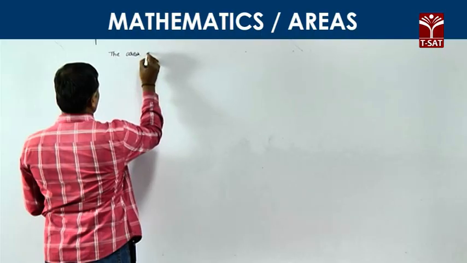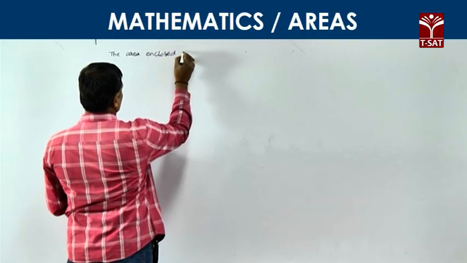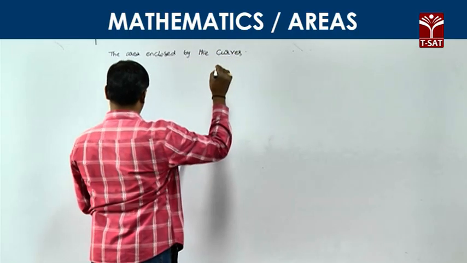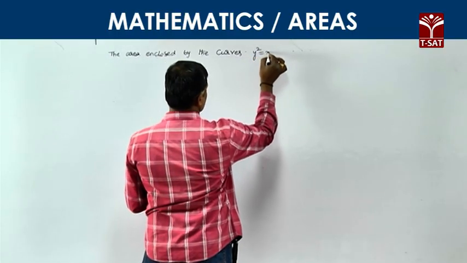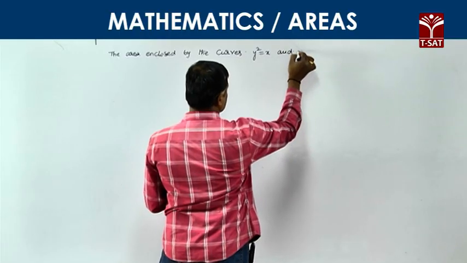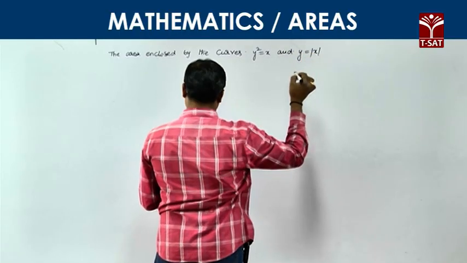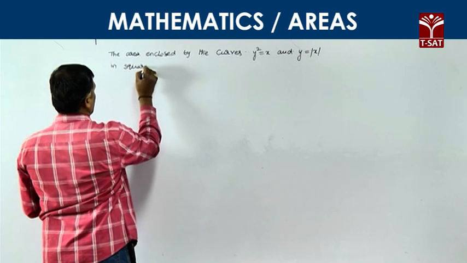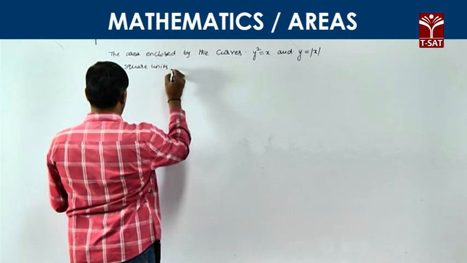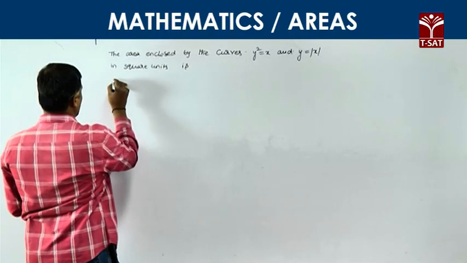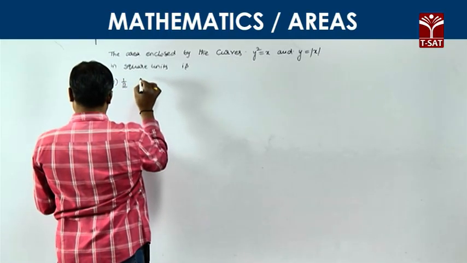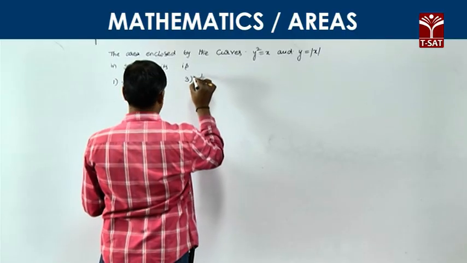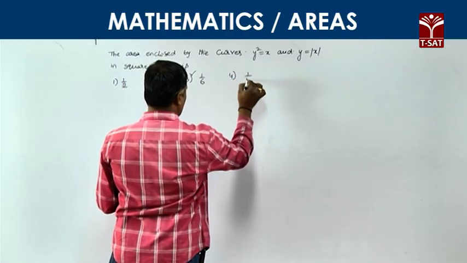Next, the area enclosed by the curves y square is equal to x and y is equal to mod x, in square units, is: first option 1 by 2, second option 1 by 3, third option 1 by 6, and fourth option 1 by 12.